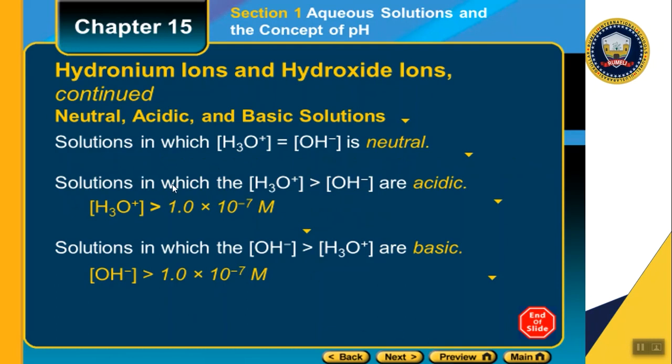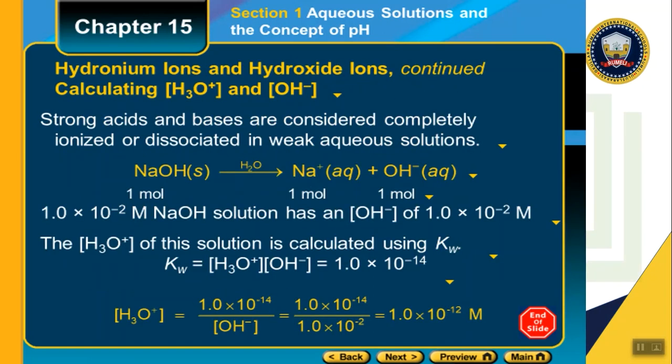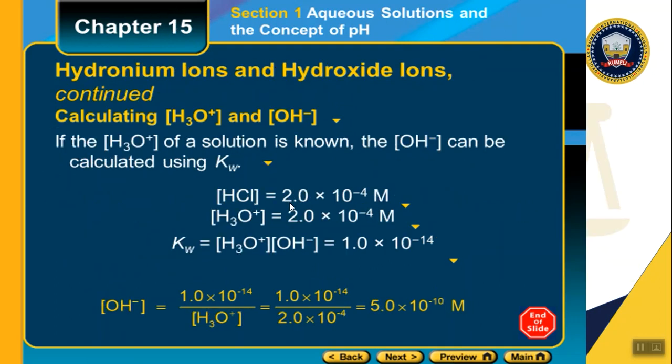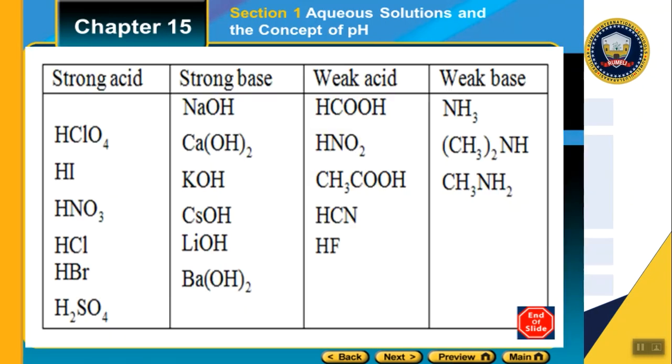And these values explain H3O, the hydronium ion: if it is more than this value, the solution will be acidic. If less than, the solution will be alkaline. And these calculations, we explained before. As you see, this slide is very important for our section today.